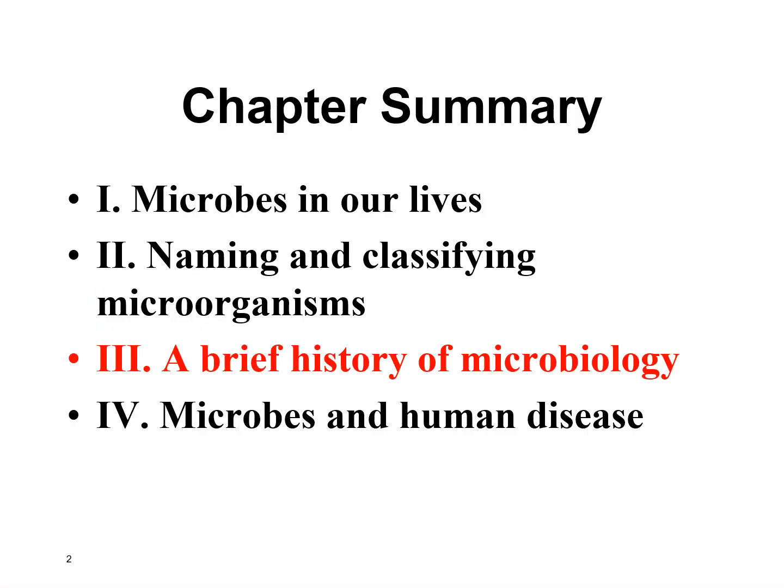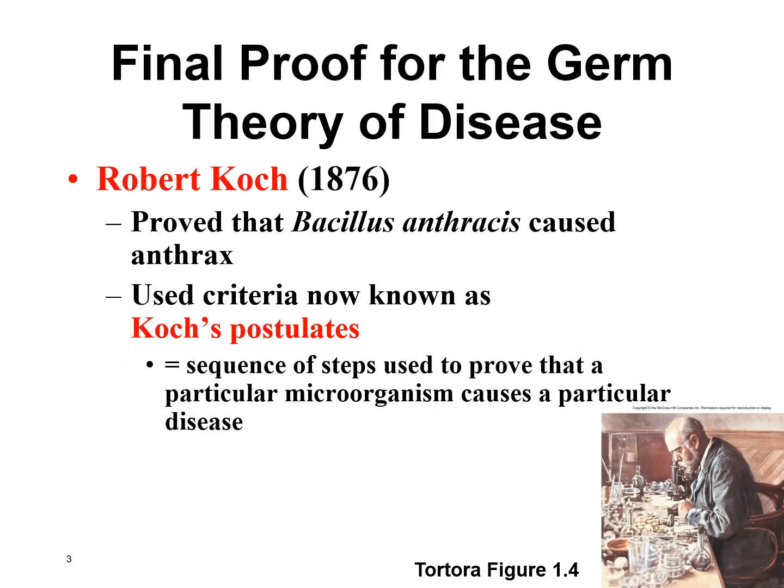This is part 2 of a brief history of microbiology. So the final proof for the germ theory of disease came from a German scientist, Robert Koch, in 1876. This is when they finally accepted that microorganisms are the cause of infectious diseases.